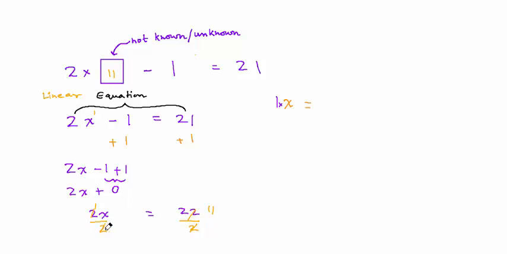Let's try another one. Let's say 4x plus 5 plus 4x plus 2 is equal to 5x plus 3. We have several terms containing x on the left hand side. Therefore, our first job is to bring them together.